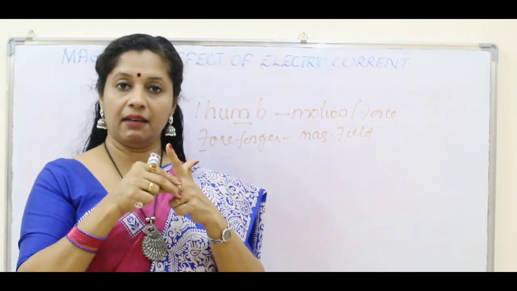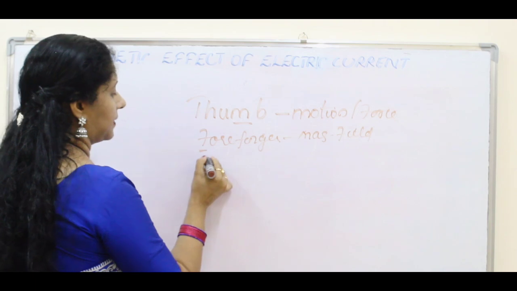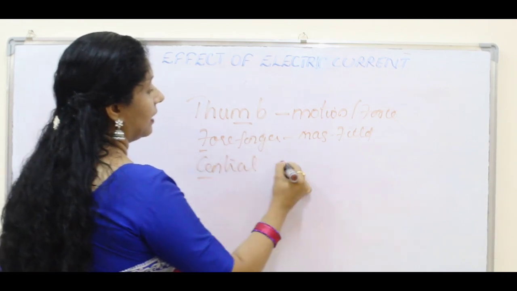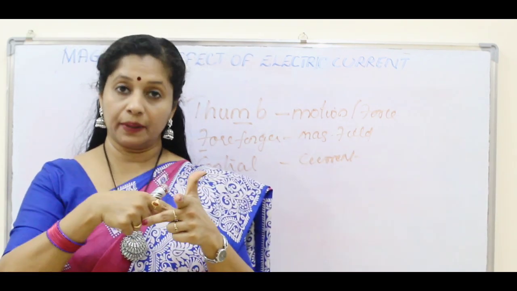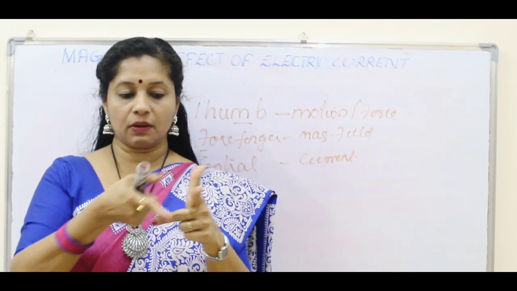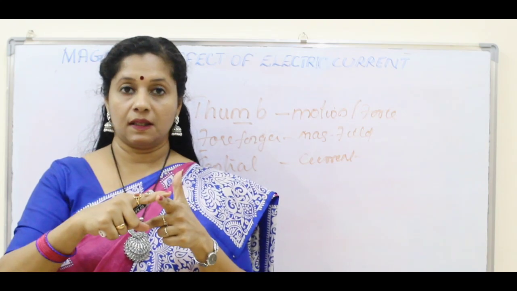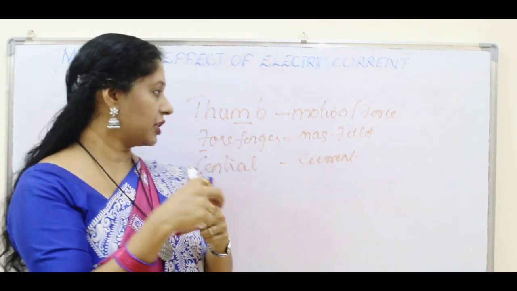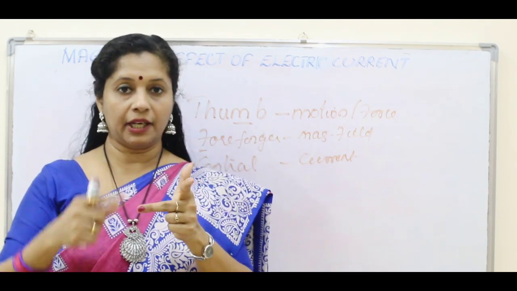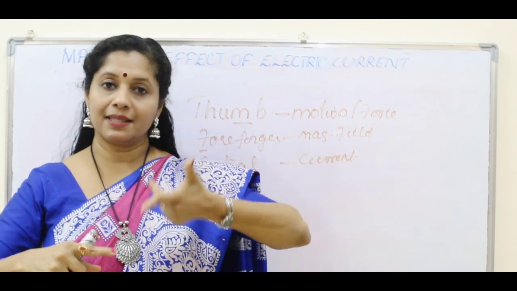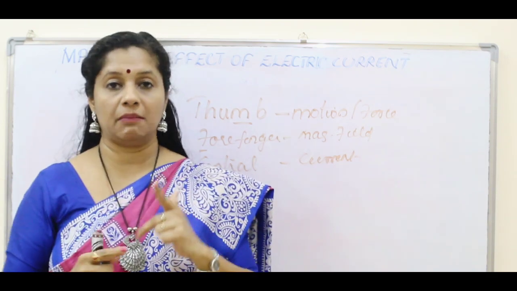And instead of middle finger, we are representing this as the central finger. So the central finger, C for current, we can say. Central, if you pronounce it, then C for current. So all the three directions we got, the three are perpendicular to each other. These two are perpendicular, these two are perpendicular, these two are perpendicular. This is motion or the force, this is the direction of the magnetic field, and this is the direction of the current. If you know the direction of the current and the direction of the magnetic field, you have to adjust in such a way that the thumb will point to the direction in which the force will be exerted.